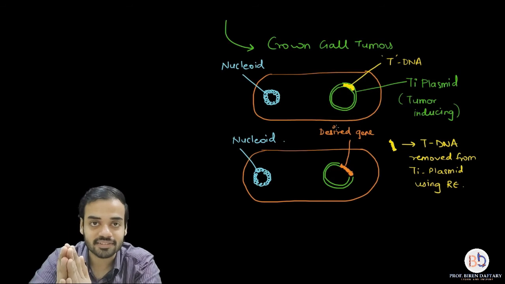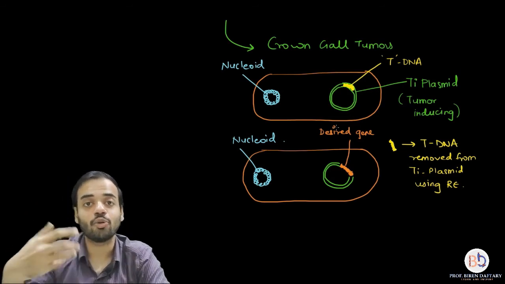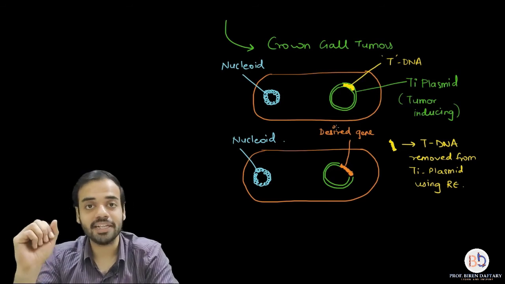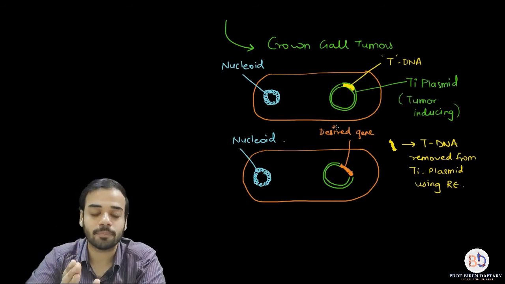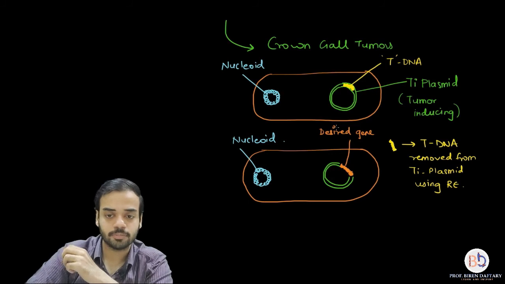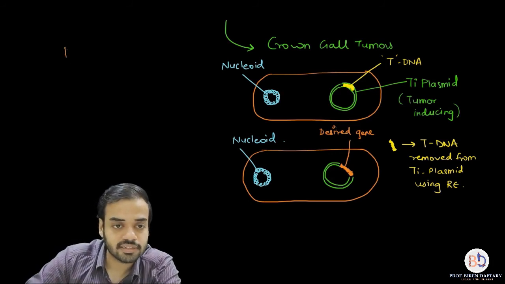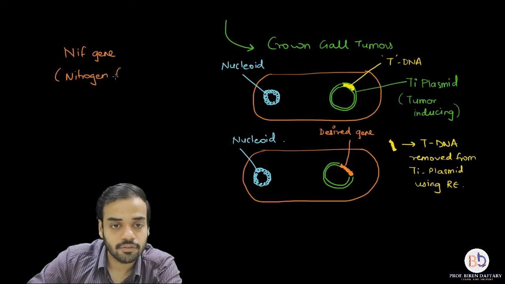Are you getting this? So I am using the Ti plasmid as a cloning vector. The Agrobacterium is also alive, but it is not able to cause any damage to the plant. This is one example. Take the example of another gene. Suppose I write it down over here, there is something called the NIF gene, which is also called the nitrogen fixation gene.